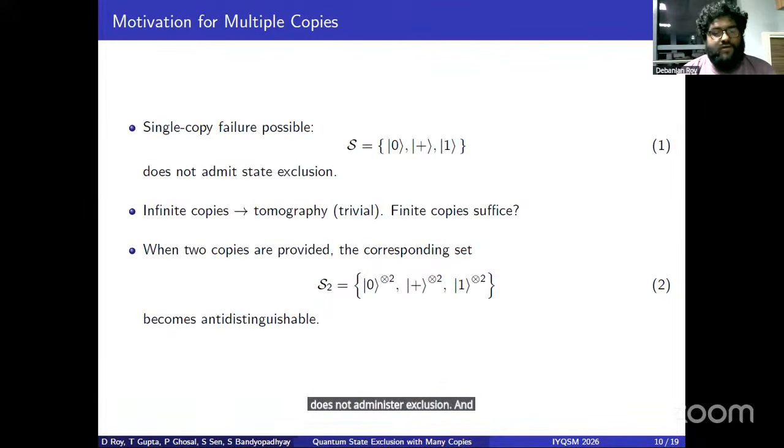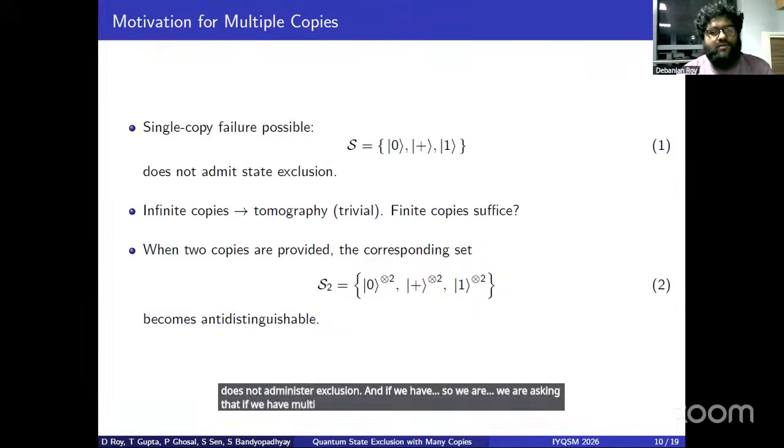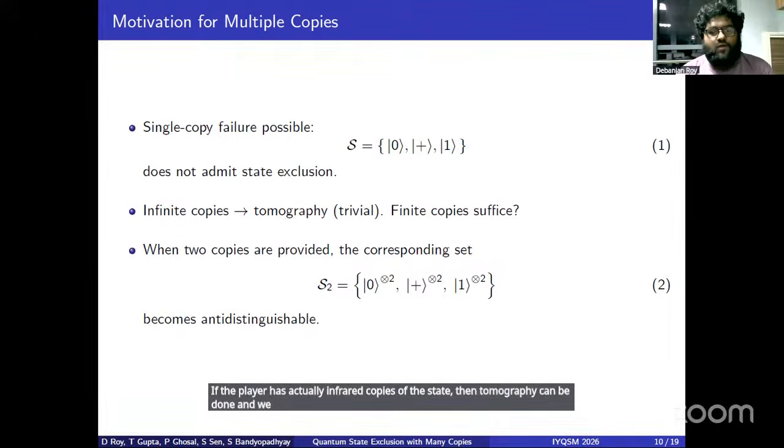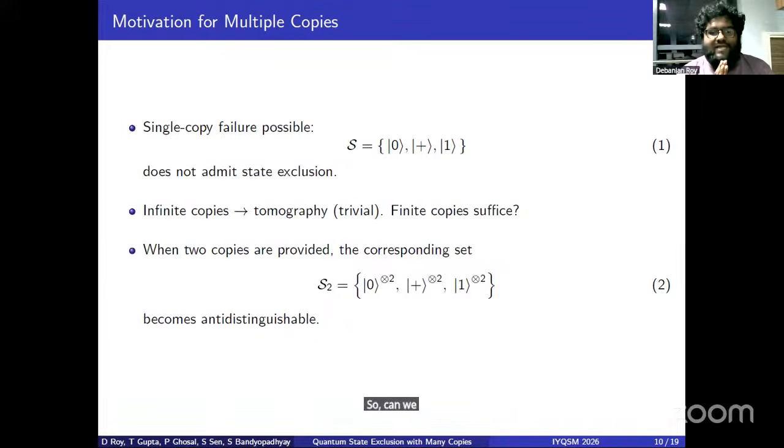We are asking: if we have multiple copies, can we achieve state exclusion? Suppose we have infinite copies. Let's go to the other extreme. If the player has access to infinite copies of the state, then tomography can be done, and we can reconstruct the state. So this won't be very interesting. So finite copies suffice. Can we achieve this with a finite number of copies?